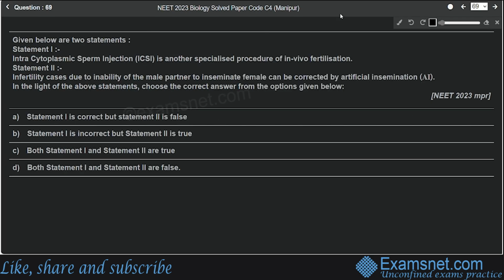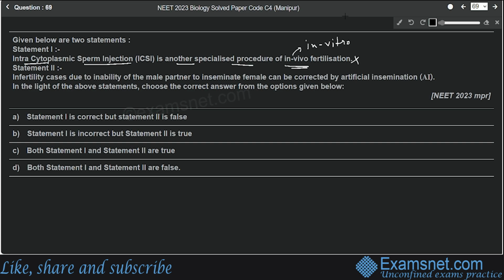Question number 69 is from the chapter Reproductive Health. Here two statements are given. The first statement says that intracytoplasmic sperm injection is another specialized procedure of in vivo fertilization. This is incorrect. It will be in vitro fertilization, not in vivo fertilization. Here a single sperm is injected directly into the egg to facilitate the fertilization, and then the fertilized egg, that is zygote, is transferred to the woman's uterus. So this is an incorrect statement.